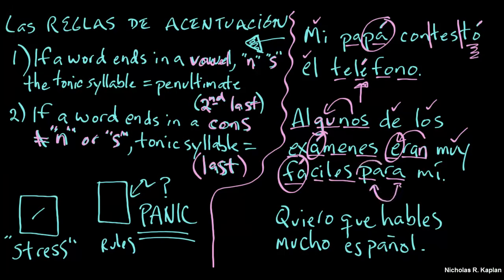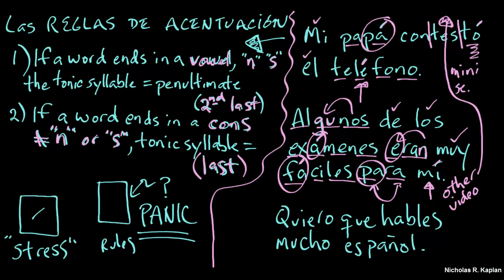And then me. Ooh, why does this one have an accent on it? Because if it didn't, it would mean my. And here we have a prepositional pronoun. You might want to check out this other video if you haven't already watched it. Remember, this is a mini-series. You really need to watch all of these together. And then finally we have, quiero que hables mucho español. Quiero, skip. Hables ends in an S, so we count back 1, 2. Mucho, so count back 1, 2. Español, ends in a consonant that's not N or S, so our tonic syllable is the last.